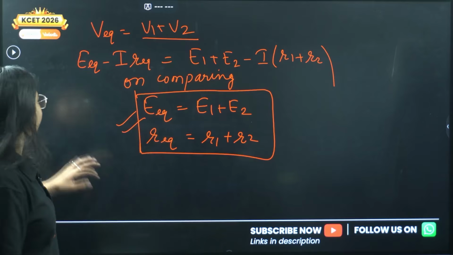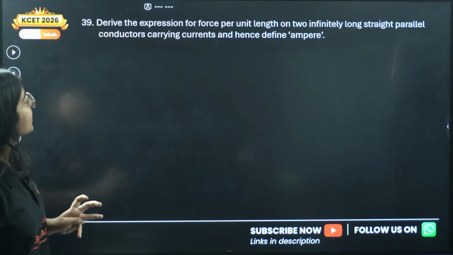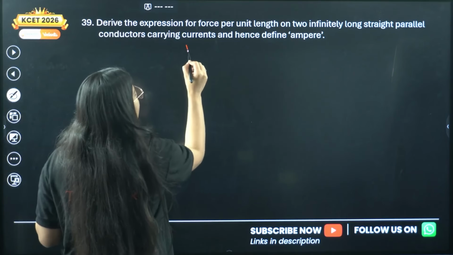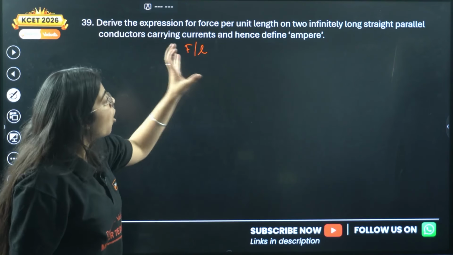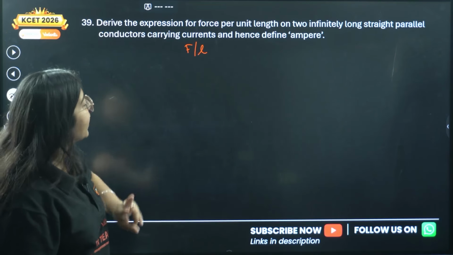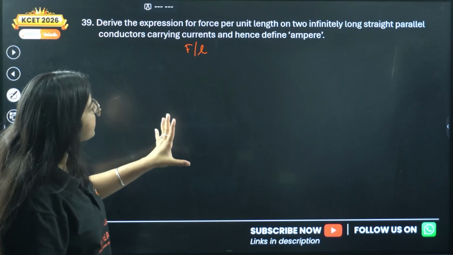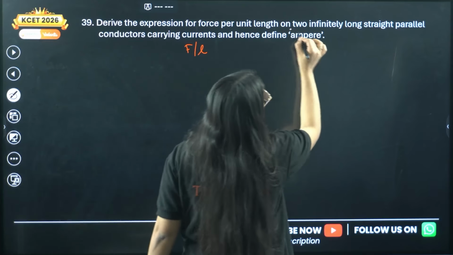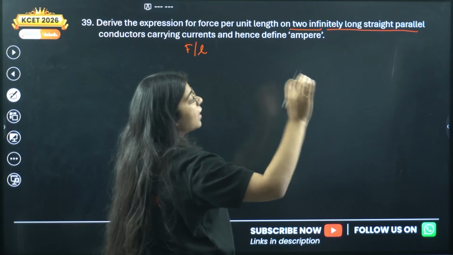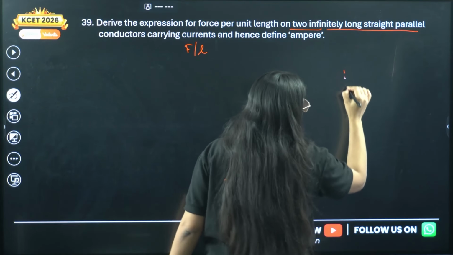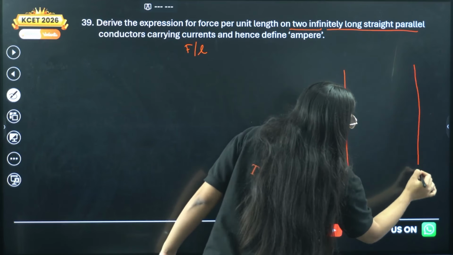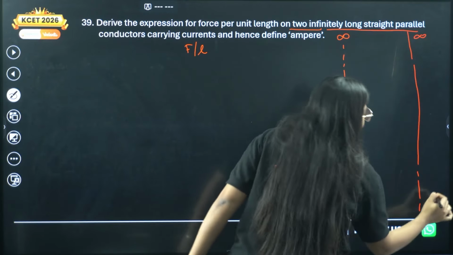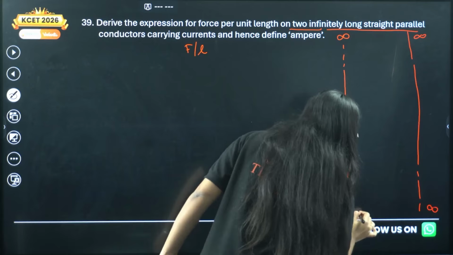That's it. Okay? Moving on to the next question, it says, derive the expression for force per unit length. We need to find force per unit length on two infinitely long straight parallel conductors carrying currents, and hence define ampere. Let's make this diagram. We have two infinitely long straight parallel conductors. Okay, so this is my two infinitely long straight parallel conductors. This goes till infinity, this goes till infinity.